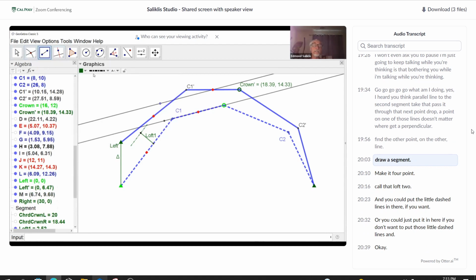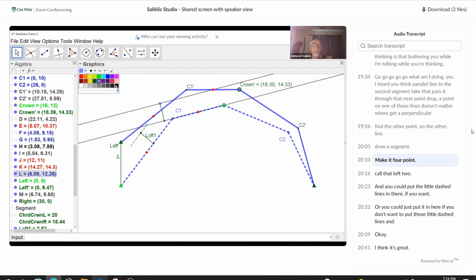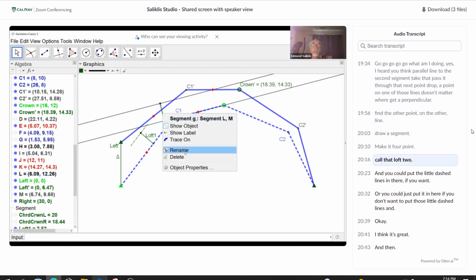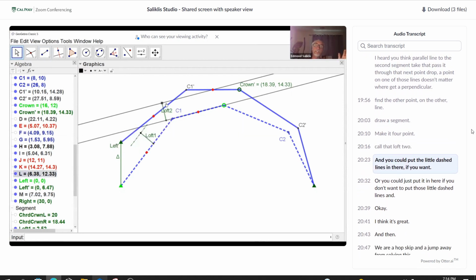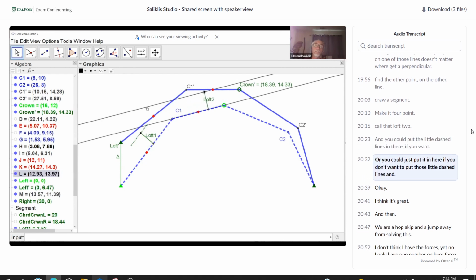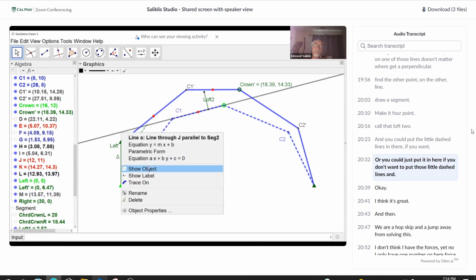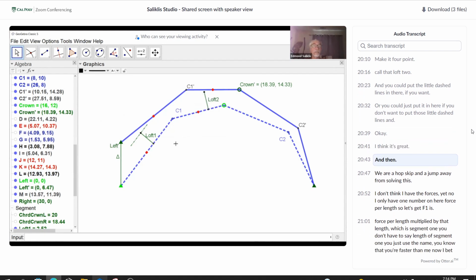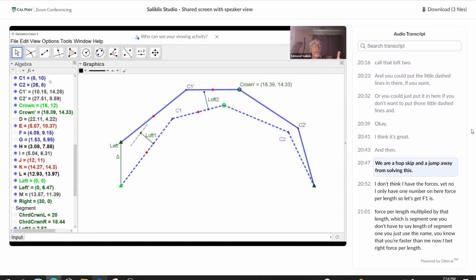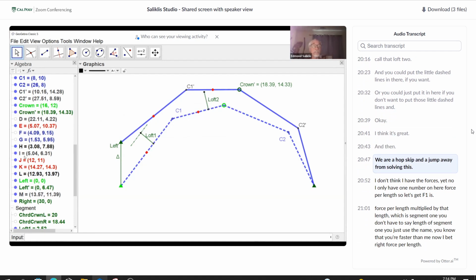Draw a segment, make it 4 point, call that loft 2. And you could put the little dashed lines in there if you want. Or you could just put it in here if you don't want to put those little dashed lines in. Okay. I think it's great. And then we are a hop, skip, and a jump away from solving this.